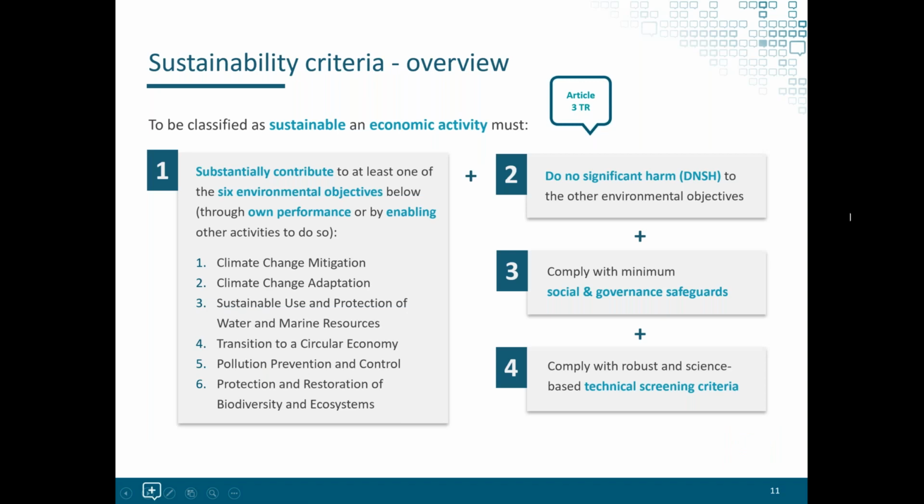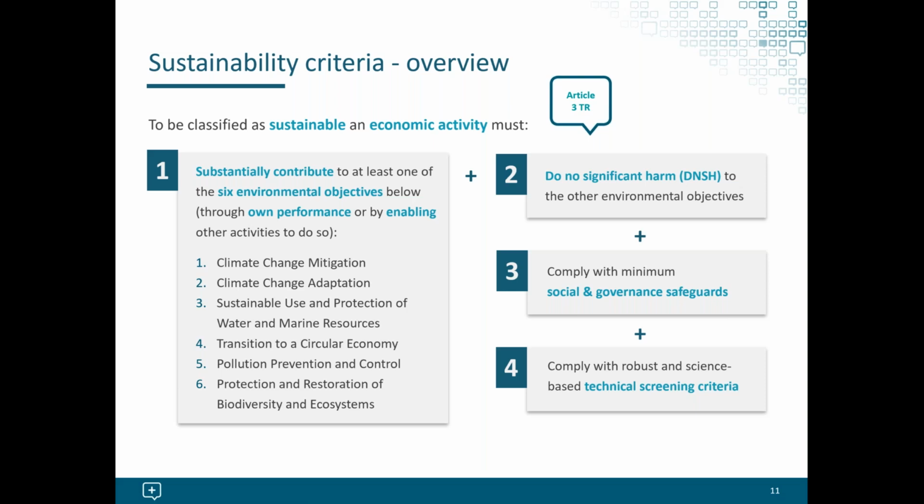So this slide lays out the 4 criteria that an economic activity must meet in order to be classified as sustainable under the taxonomy. And we will cover these one by one in the next slides, but as a summary, the activity must firstly substantially contribute to at least one of the 6 environmental objectives set out in box 1. And those are climate change mitigation, adaptation, sustainable use and protection of water and marine resources, transition to a circular economy, pollution prevention and control, and the protection and restoration of biodiversity and ecosystems, as you'll see there.